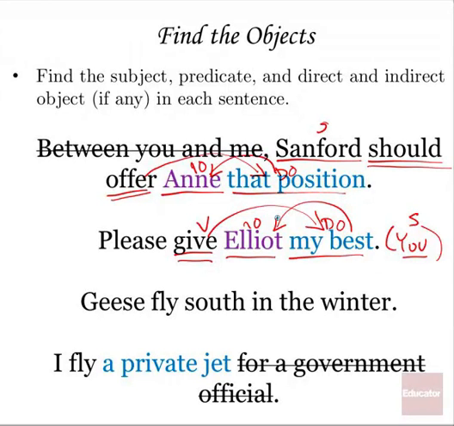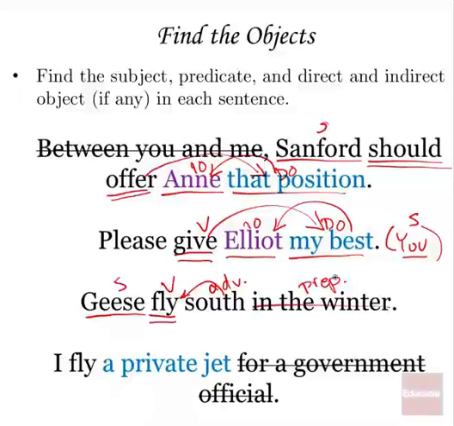Geese fly south in the winter. This one actually has neither a direct object nor an indirect object. Geese is our subject. Fly is our verb. South is actually an adverb modifying fly, and in the winter is a prepositional phrase. So we know that you can't find a direct or indirect object in a prepositional phrase, so there is no kind of object in this sentence.